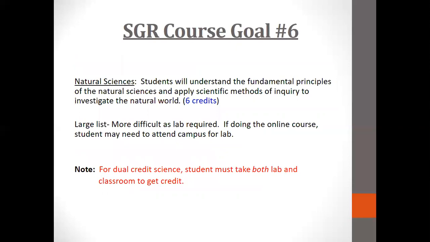Lastly, SGR goal number 6 is your sciences. They want you to understand the fundamental principles of natural sciences and apply scientific methods of inquiry to investigate the natural world. They want you to have 6 credits of science, and that usually equates to 2 science classes. There's a huge, large list of these, and they tend to be a little bit more difficult because a lab is required. How do you do a lab without having lab equipment? It's pretty difficult, but I have had people in the past take a biology class.